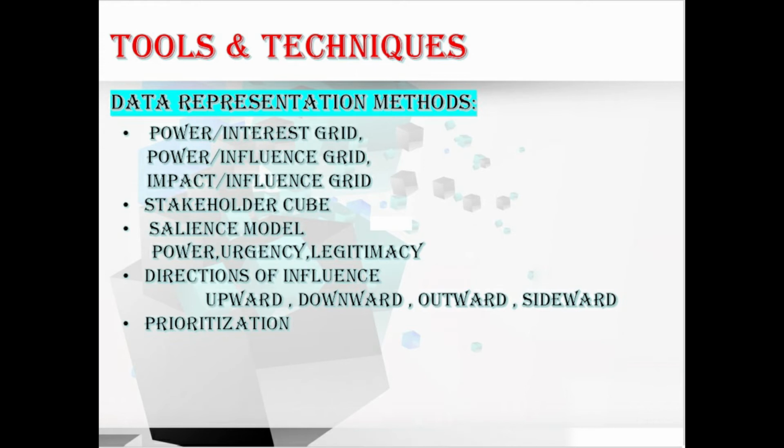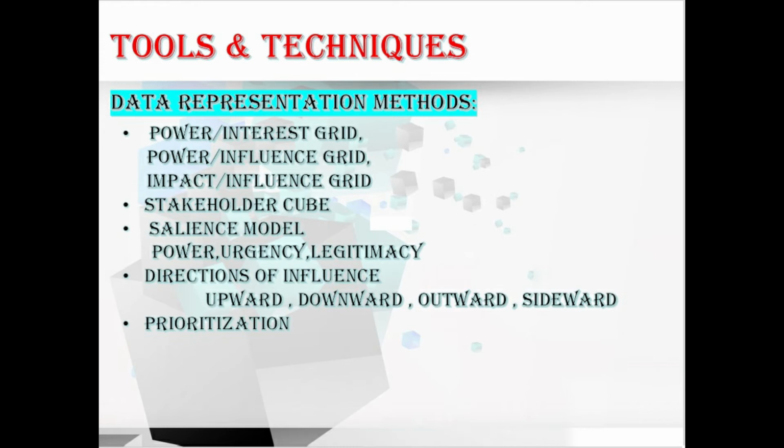The most common methods include the power or interest grid, power or influence grid, impact or influence grid, stakeholder cube, salience model, which includes power, urgency, and legitimacy, the directions of influence, which include upward, downward, outward, or sideward, and prioritization. Let me explain the various methods one by one.